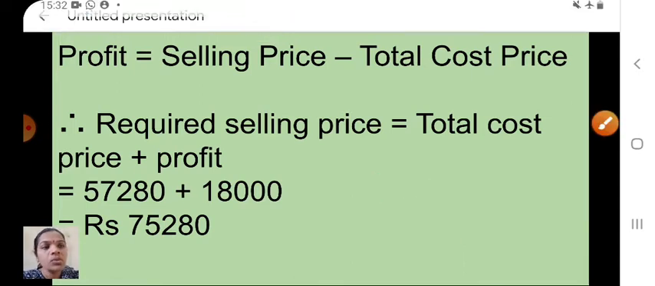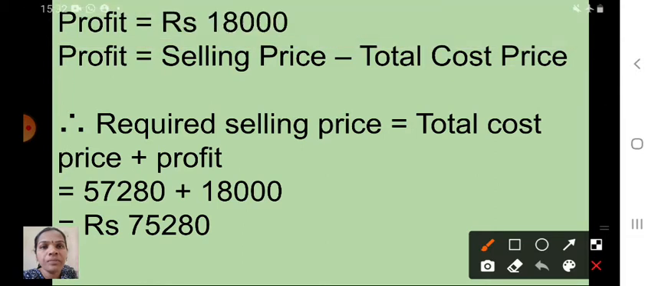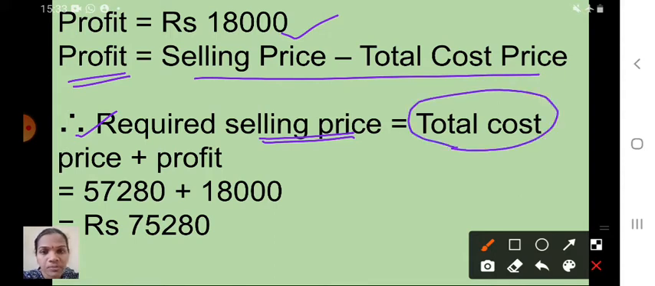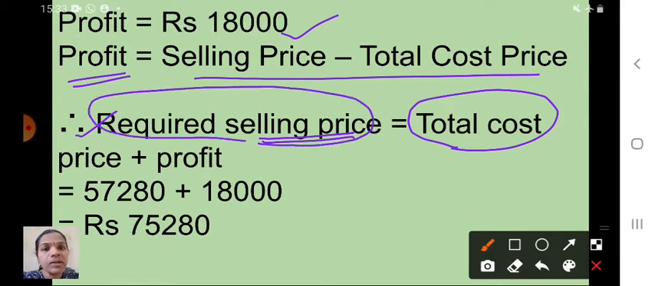Okay children, so profit, what is the formula? Yes, profit formula is selling price minus cost price. That means total cost price. Okay, but here that profit we know, that means she wants 18,000 rupees. And here we have to find the required selling price. Okay, then selling price means what? Yes, total cost price plus profit. Isn't it children? So what is the required selling price we have to find?